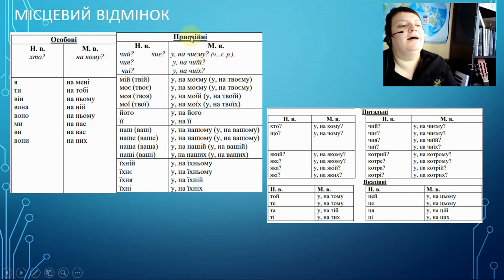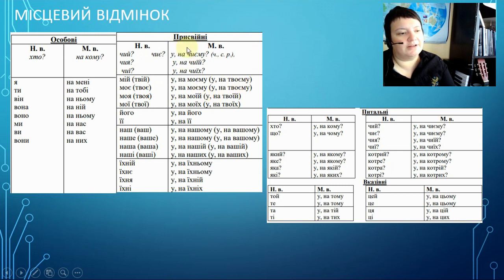So, okay. And now possessive pronouns. So, the nominative whose, which one, yes. Чий masculine, чия feminine, чиї, that's plural, чиє neuter. So, look here. Nominative мій, my, it's masculine, моє, it's neuter, моя, it's feminine, мої, it's plural. Твій, your, твоє, it's the same but neuter, твоя, it's the same but feminine, твої is the same but plural.